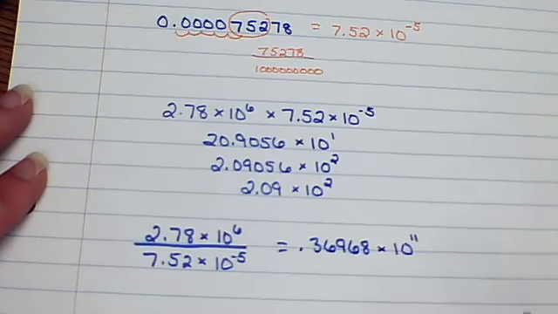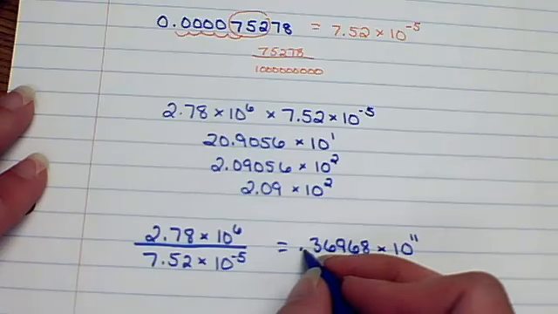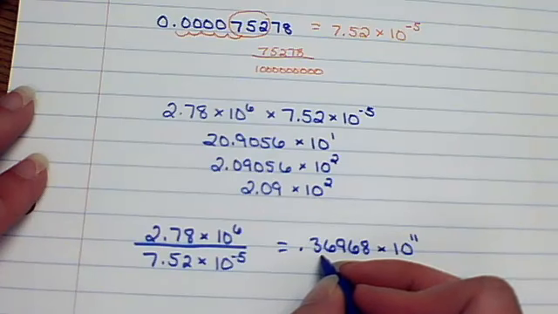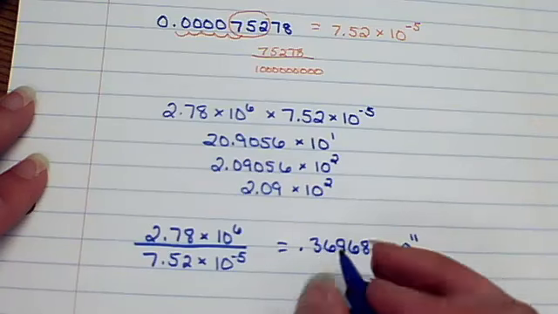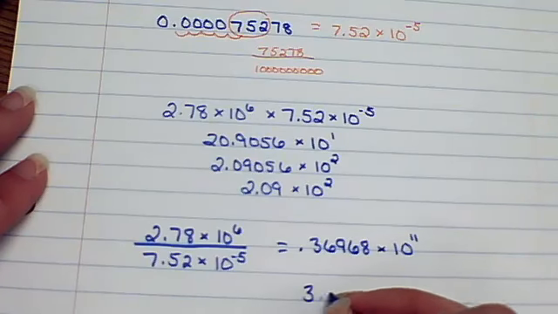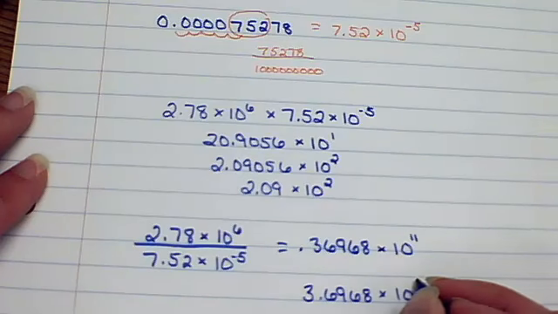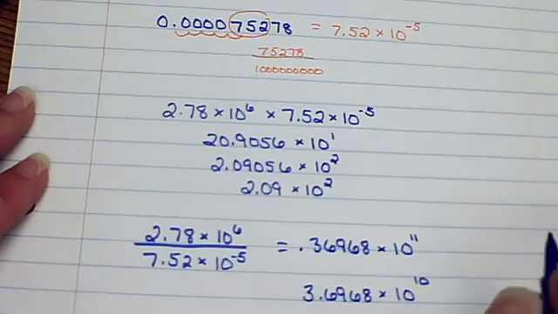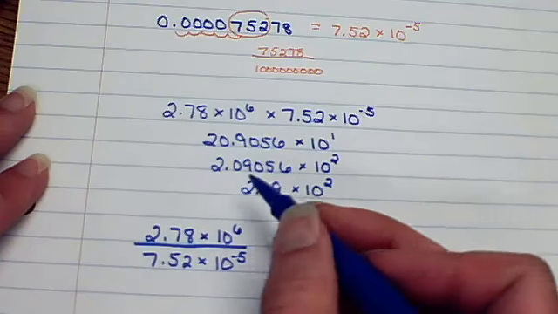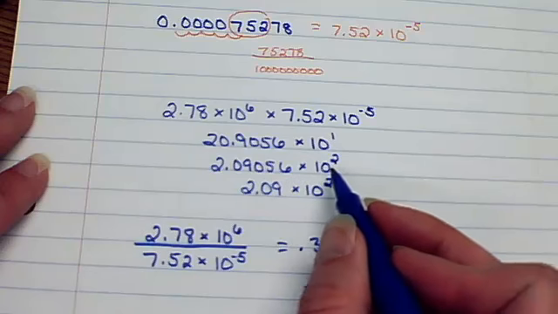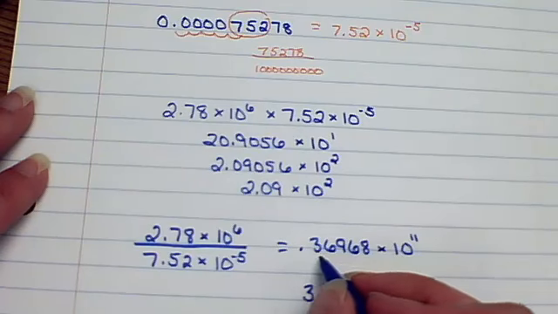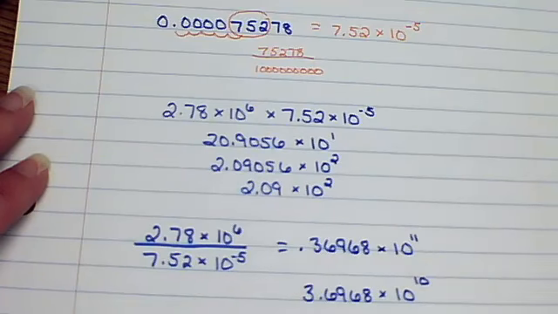Ooh. Now, I need to move that decimal place back 1. That means it needs to be a negative movement. So this is going to be 3.6968 times 10 to the 10th. We had to go backwards 1. We didn't go to the left like we did here. That increased our exponent. We moved backwards. We're going to decrease that exponent.